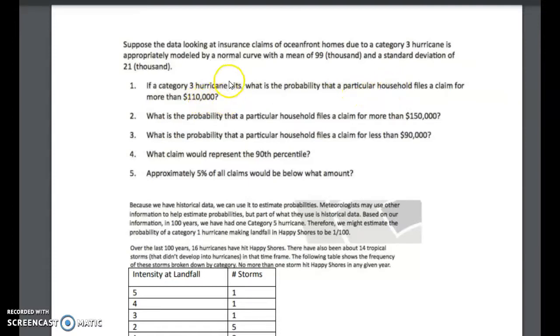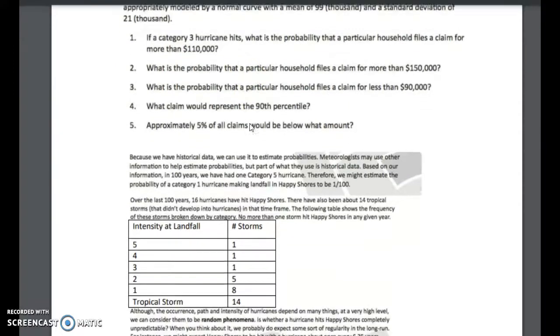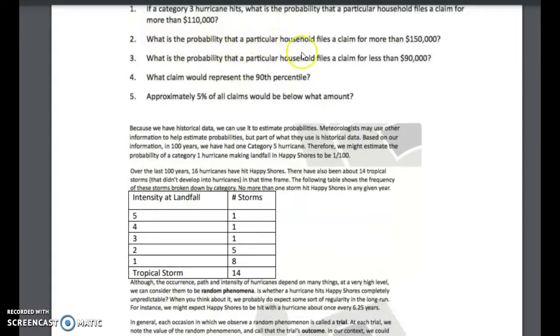This goes back to using the Z tables and finding the Z score for where that falls. Then you look at where the probability is that everything's under 110,000, and then you subtract from 1 to get the probability of over 110,000. What is the probability there? And then the rest of these are similar.